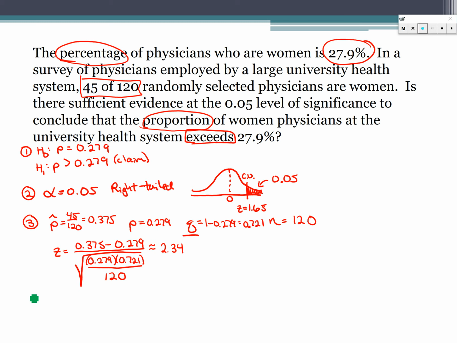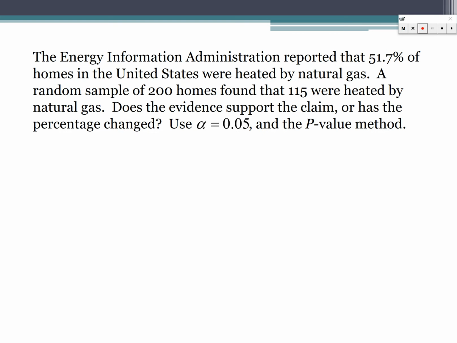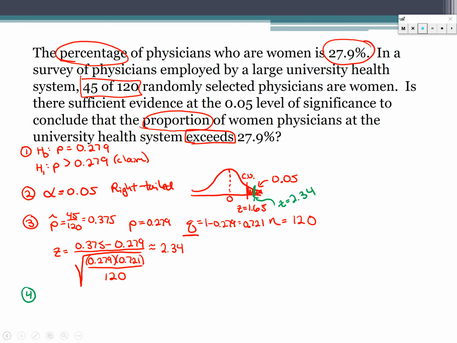To reject or not reject? That's the question for step 4. So my test value of 2.34, this is why I like to draw the diagram out. I know that's going to fall somewhere over on that right-hand side of my distribution. It falls in that shaded region. So if my test value is in my shaded region, that's when I reject. And you can go ahead and abbreviate null hypothesis as H sub 0. I'll know exactly what you're talking about.